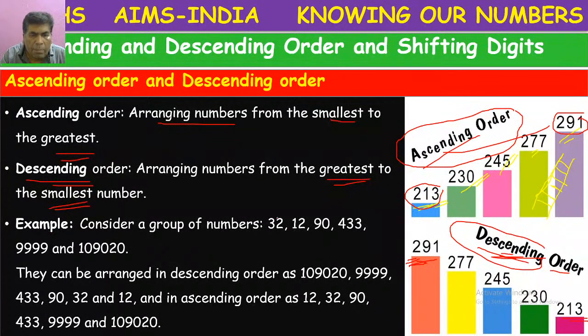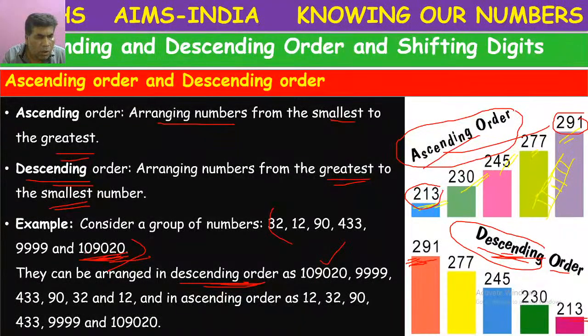Suppose you have numbers like these: 32, 12, 90, 433, 9999, 109020. How can we arrange them in descending order? Descending order means largest to smallest. Which one is the largest number? This one, because it has the higher number of digits. So this is the largest number.